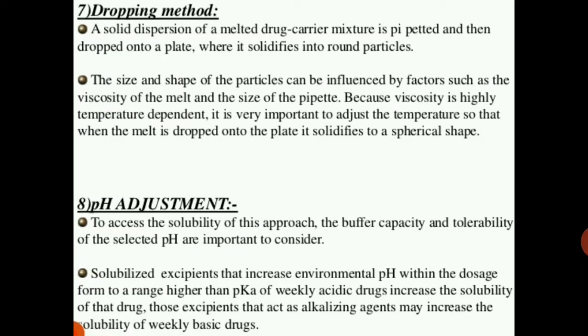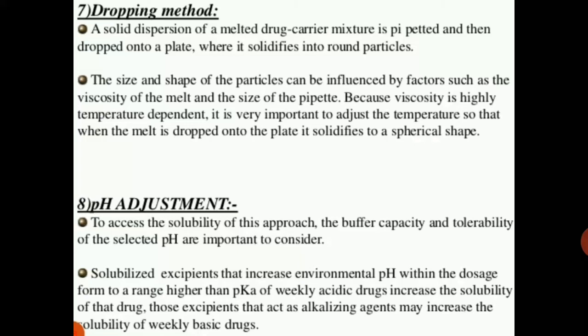The next is the dropping method. A solid dispersion of a melted drug carrier mixture is pipetted and then dropped onto a plate where it solidifies into round particles. The size and shape of the particles can be influenced by factors such as the viscosity of the melt and the size of the pipette. Because the viscosity is highly temperature dependent, it is very important to adjust the temperature so that when the melt is dropped onto the plate, it solidifies to a spherical shape.